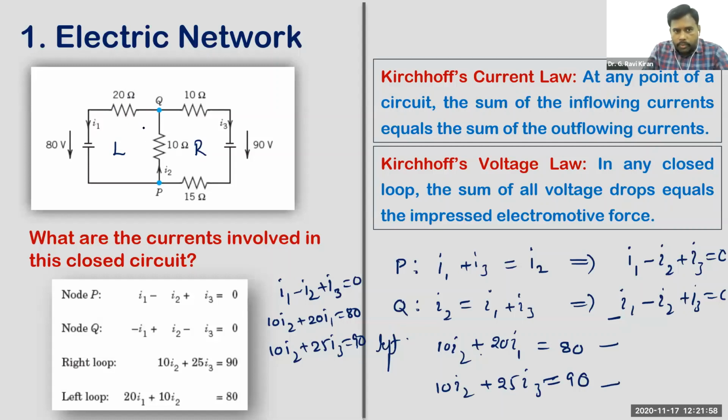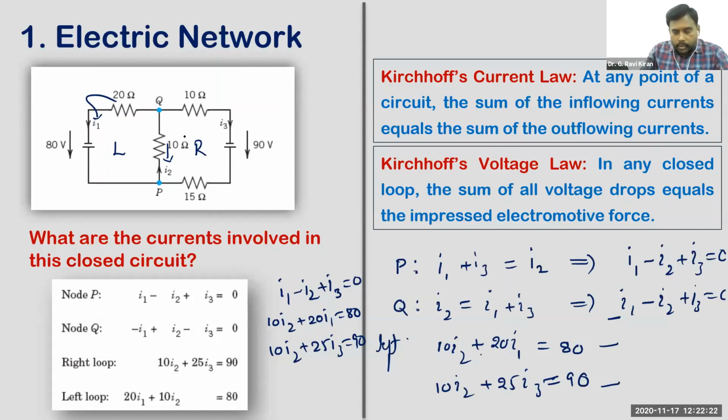Right? One is of 20 ohms and the other one is of 10 ohms. And if you just calculate the net voltage drop within this left loop, it is 10I2 and 20I1. So in the left loop, you get 10I2 plus 20I1 is equal to the electromotive force in this left loop, which is equal to 80.